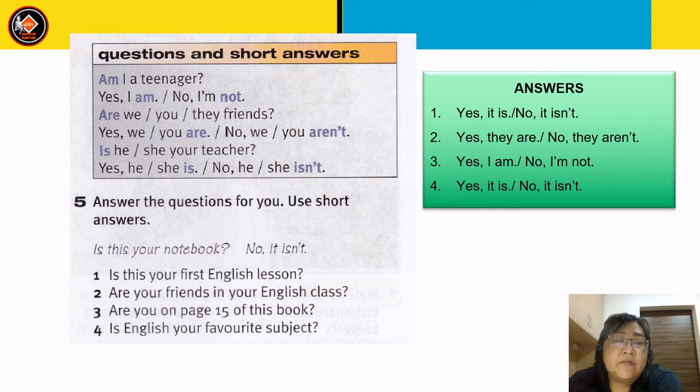So let's look at the first one. Is this your first English lesson? Yes, it is. Or you can say, no, it isn't. Are your friends in your English class? So you can write, yes, they are. No, they aren't. Are you on page 15 of this book? Yes, I am. No, I'm not. Number 4, is English your favorite subject? Yes, it is. Or no, it isn't.